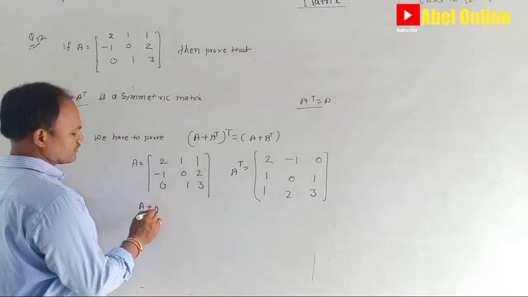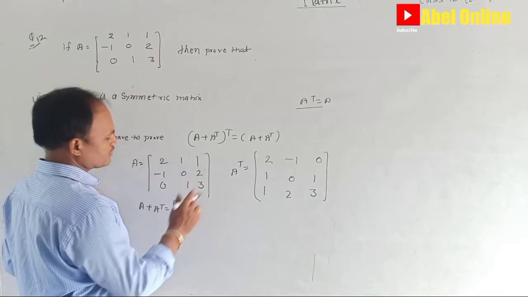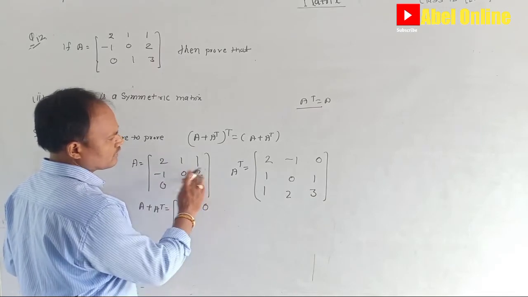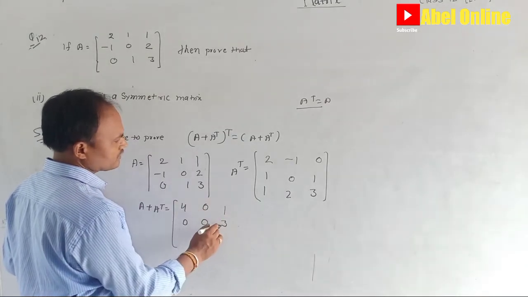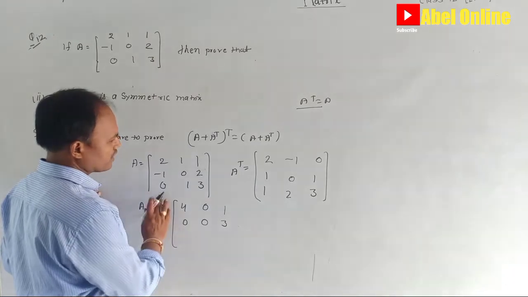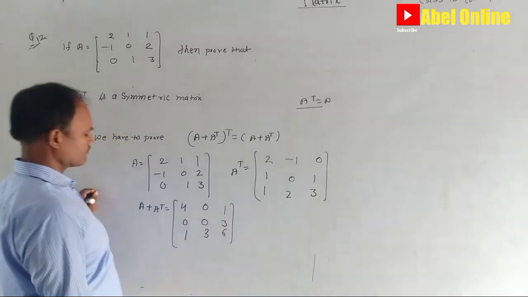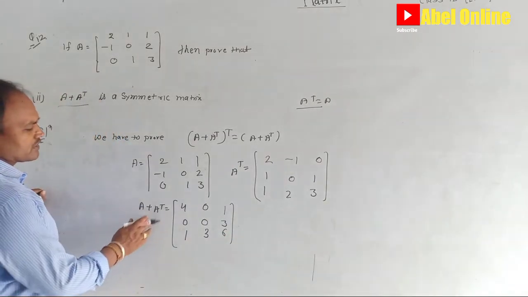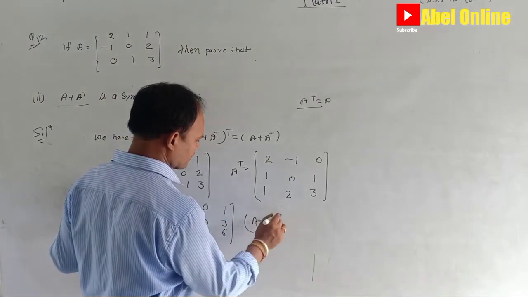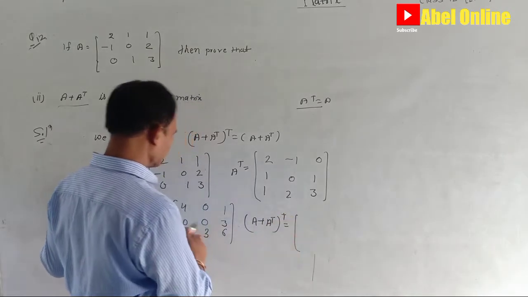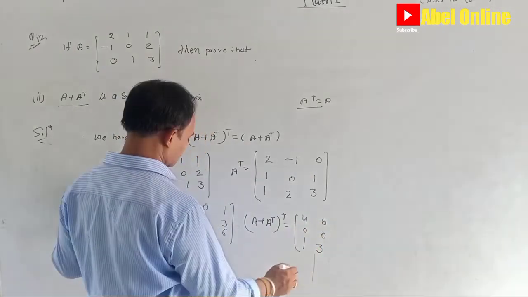What about A plus A transpose? It is just a sum of these. So 2 plus 2 is 4, 1 minus 1 is 0, 1 plus 0 is 1, minus 1 plus 1 is 0, 0 plus 0 is 0, 2 plus 1 is 3, 0 plus 1 is 1, 1 plus 2 is 3, and 3 plus 3 is 6. Now what about the transpose of A plus A transpose? Just convert row to column: 4 0 1, 0 0 3, 1 3 6.